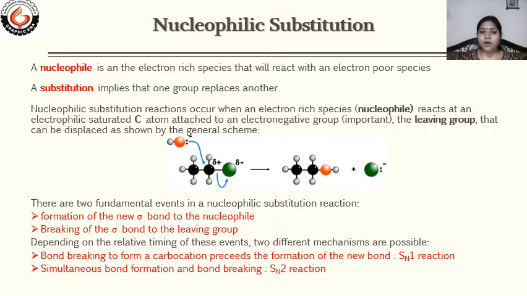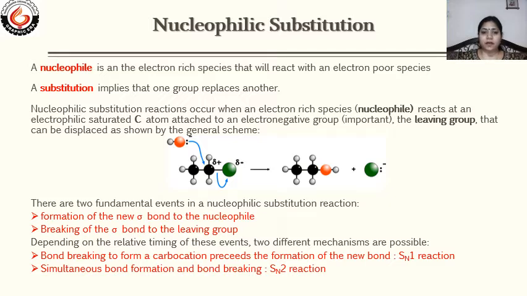Depending upon the relative timing of these events, the nucleophilic substitution can be divided into two types: SN1 substitution reaction and the SN2 reaction. SN1 implies the unimolecular nucleophilic substitution reaction, and SN2 is the bimolecular nucleophilic substitution reaction.